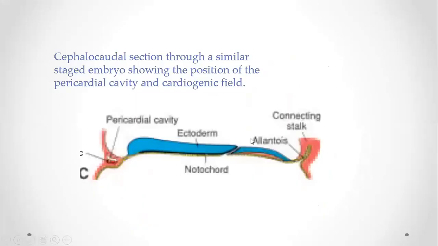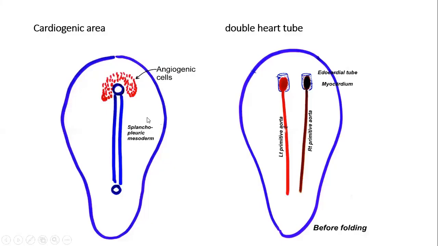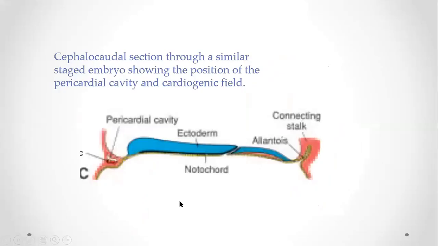If the same picture is seen from the longitudinal section, if you take a longitudinal section in the midline of this embryo, this is how it looks like. This is the pericardial cavity and the cardiogenic area. So here is the heart. It is above, here will be the mouth. So it will be above the mouth.